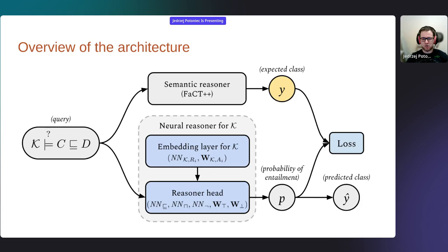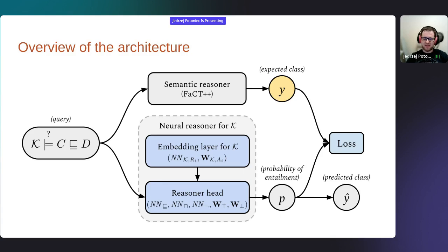In machine learning terms, the neural reasoner, or more precisely, this part for deciding whether a subsumption holds, is a binary classifier. The classifier gets two embeddings as its input and outputs a binary label or a probability of the given entailment holding with respect to the knowledge base which the embeddings originated from.